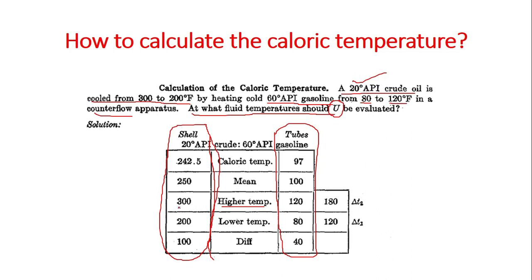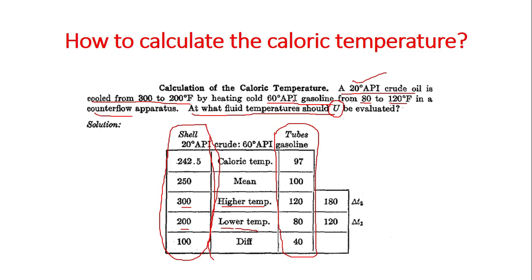The shell side fluid is 20-degree API gravity crude oil, so its higher temperature is 300 and lower temperature is 200. So this is the higher temperature and this is the lower temperature. The temperature is decreasing from 300 to 200 Fahrenheit.